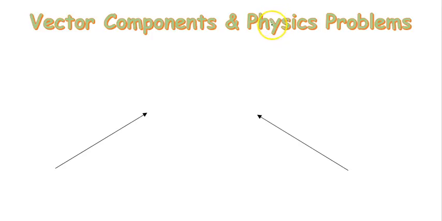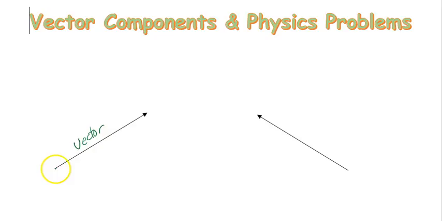Okay, this lesson is on vector components and some physics problems that we use in this course. And so the first thing I want to talk about is a vector. And a vector is represented by an arrow in the direction of movement or whatever force is going on. And the length represents the amount of force or speed that is being used. So I'm going to call this your vector.